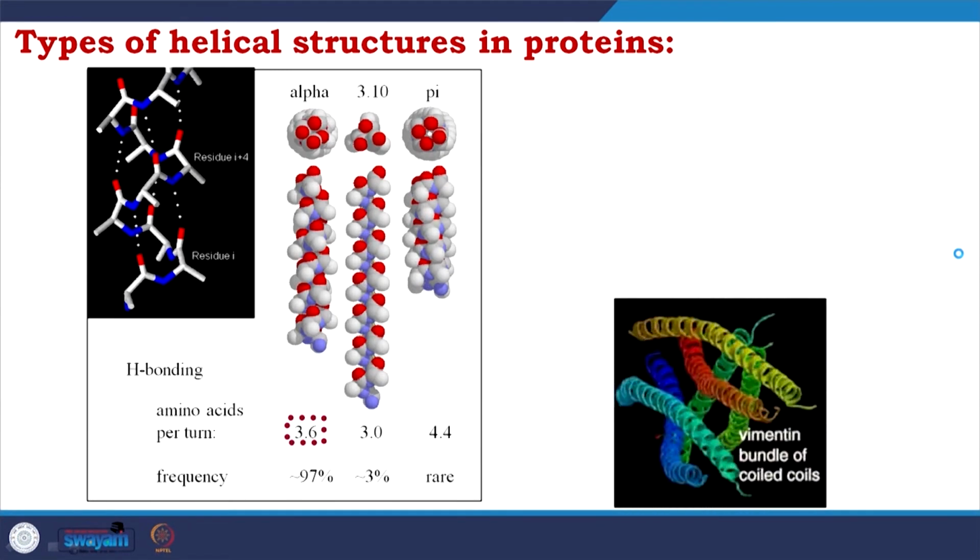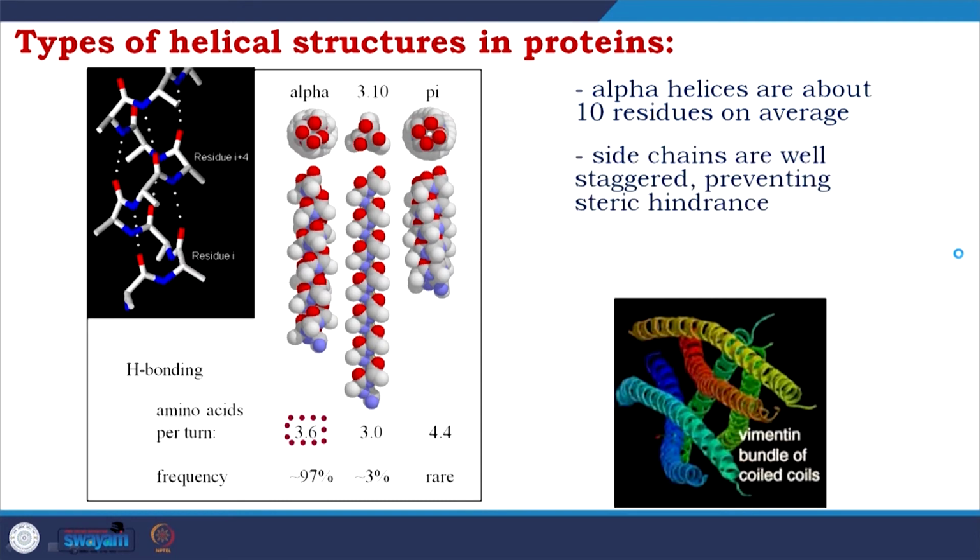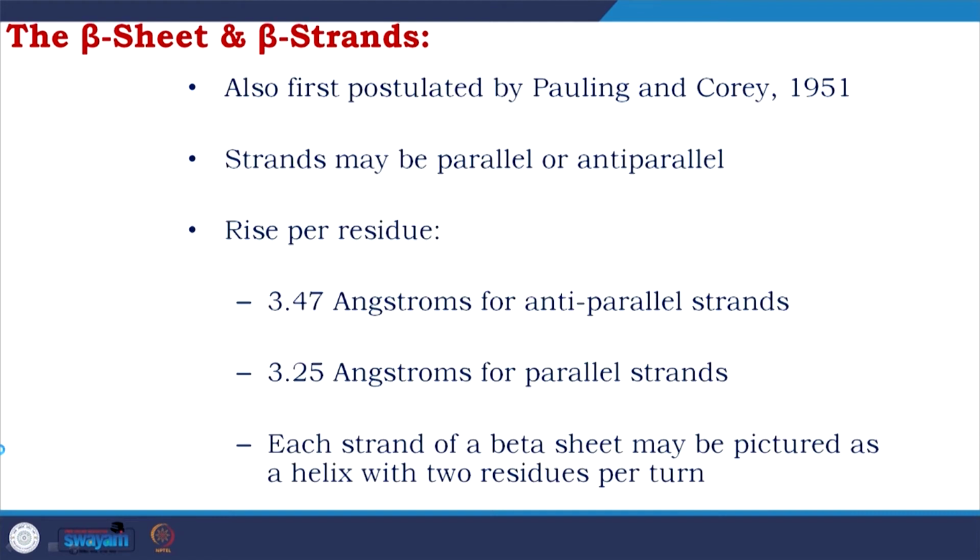So, there are structures having alpha helices, like vimentin, which is a bundle of alpha helices in a coiled-coil motif. Alpha helices are about 10 residues on average. Side chains are well staggered, preventing steric hindrance. Helices can form bundles and coils, as this is an example. Now, we are going to talk about beta sheets and beta strands.